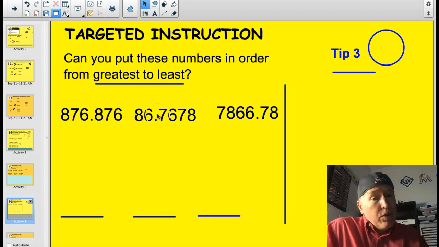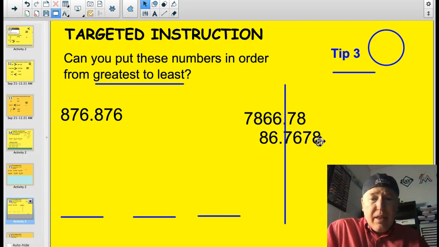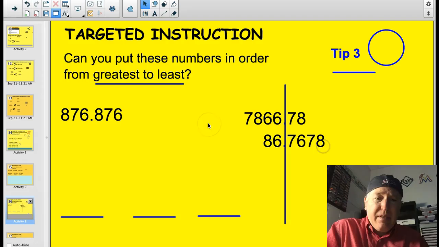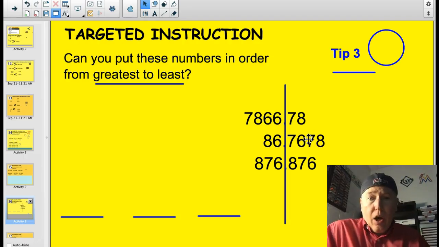Sometimes when there's a whole bunch of decimals and it's kind of hard to figure them out, I line them up by the decimal. That way I can kind of see what I have. Remember, these are whole numbers over here on the left side of the decimal, and these are all fractions of a number.